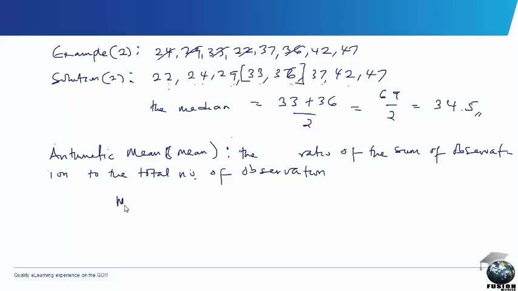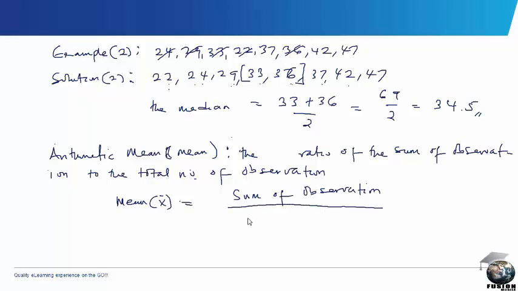So the mean, x bar, is equal to, mathematically, the sum of observations all over the total number of observations.